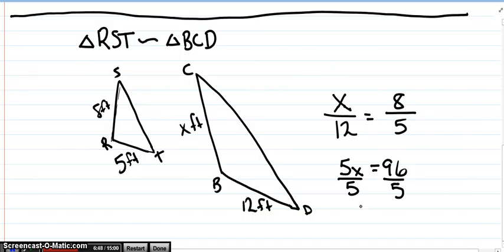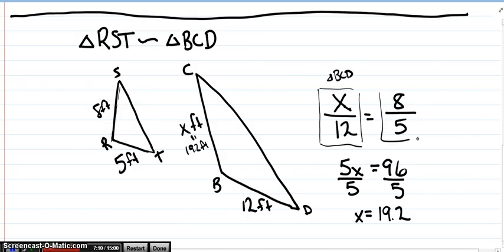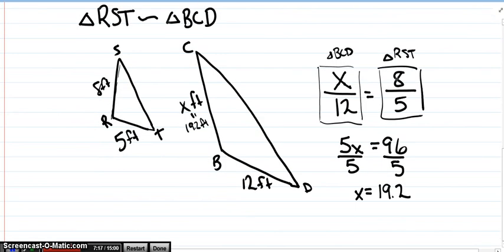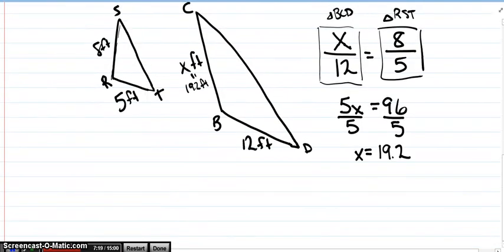And we're going to get X equals 19.2. So this line segment here is 19.2 feet. Now there's one way to do it, where each proportion deals with one triangle. So this was one triangle, triangle BCD, and this one was the sides of triangle RST. Now you could do it another way. You could use it in terms of comparing sides.